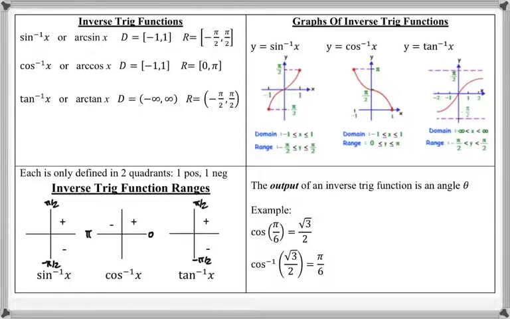And this is very important, that the output of an inverse trig function is an angle. So before we had cosine of pi over 6, and pi over 6 was the input, and we would get something like square root of 3 over 2. Well, now the square root of 3 over 2 is the input, and we're inputting that into the inverse one, and we get an angle as the output. So that's very important to keep in mind.